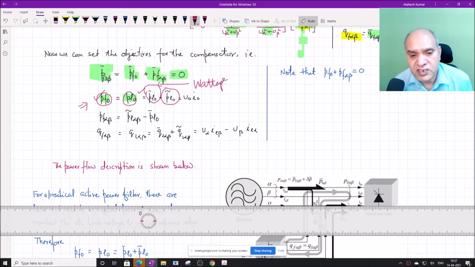Then another compensation objective is that the alpha beta component of active power, PF alpha beta, must be equal to the oscillating component of load alpha beta minus PL0 bar. Why minus PL0 bar? I will tell you. And why it is equal to PL alpha beta? Because PL alpha beta, as I said, has two components, that is PL alpha beta bar plus PL alpha beta tilde.